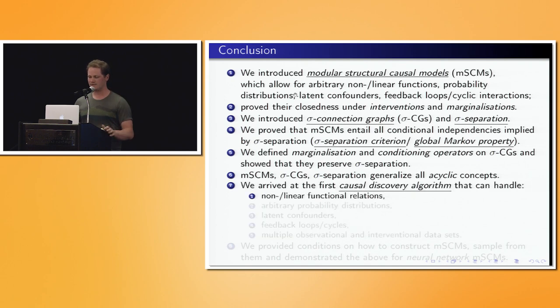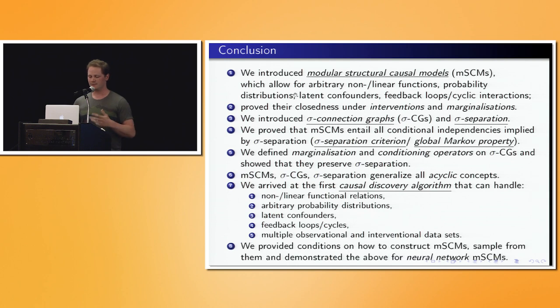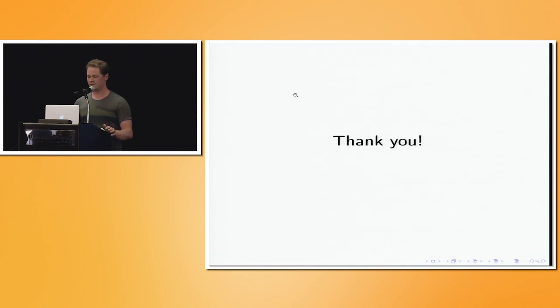And then we arrived at the first causal discovery algorithm which can handle all of these: nonlinear functional relations, arbitrary probability distributions, latent confounders, feedback loops, and multiple observational and interventional datasets. And we provided conditions on how to construct such modular structural causal models, sample from them, and demonstrate this for neural networks. Thank you very much.